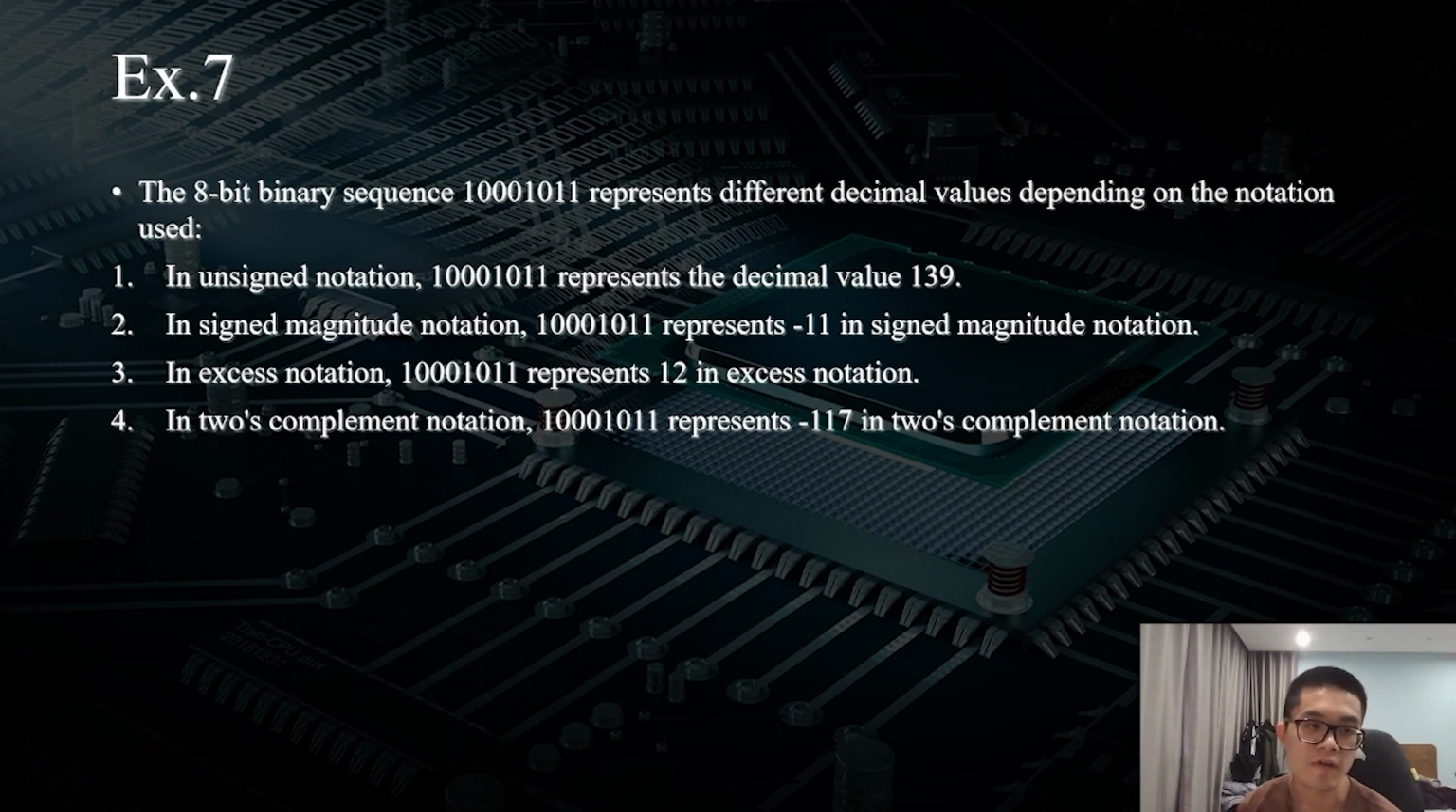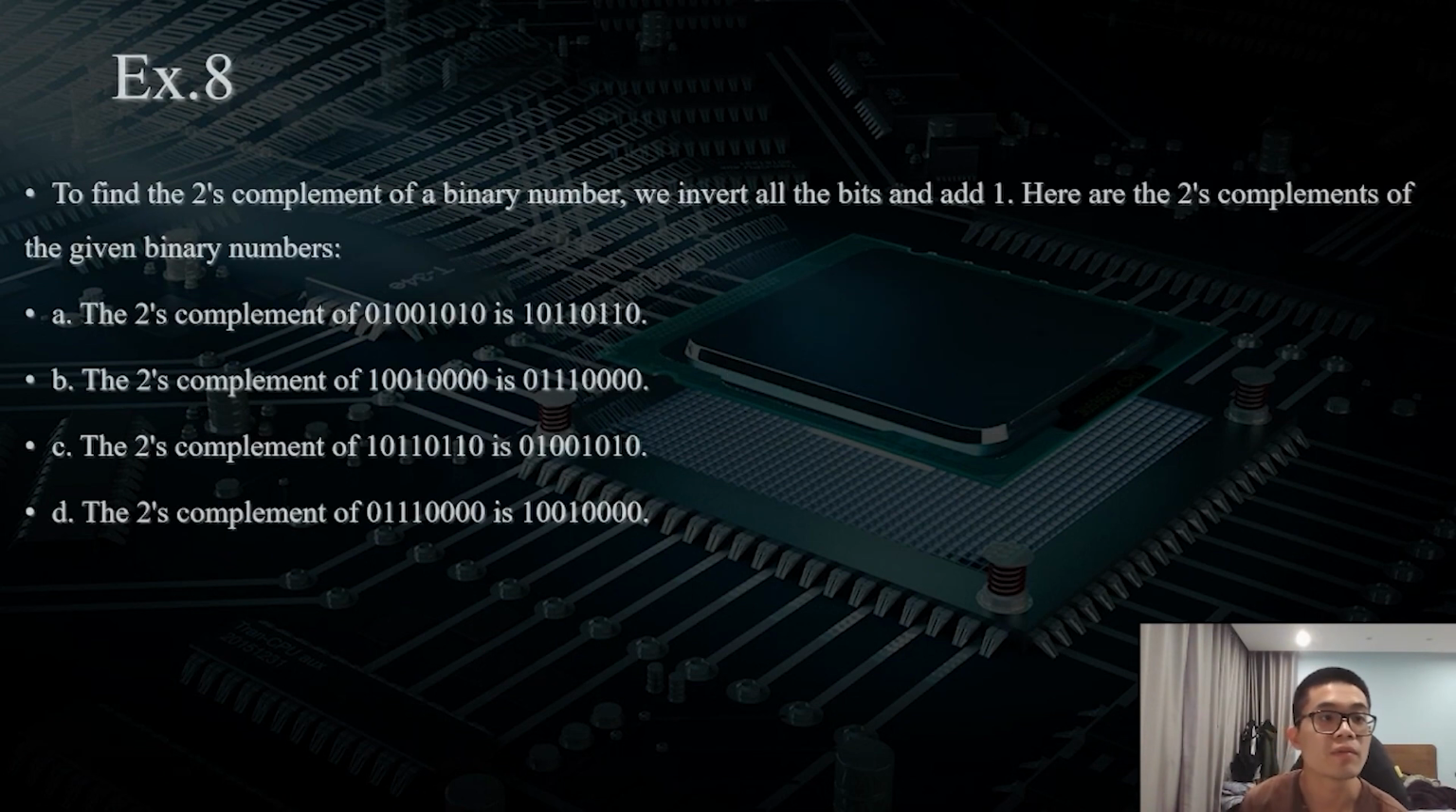And the last, number 4, in two's complement notation, this number represents minus 117. So we move to exercise 8.